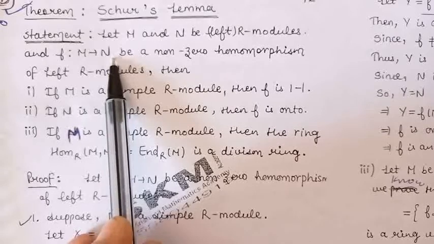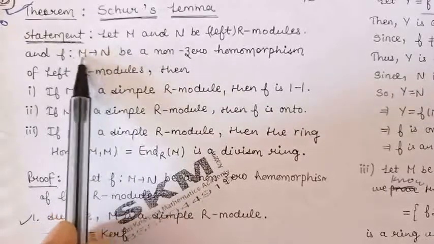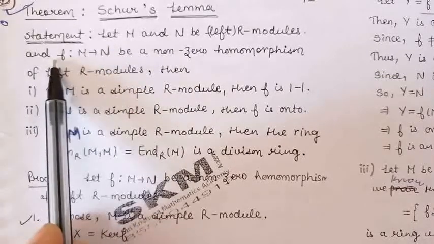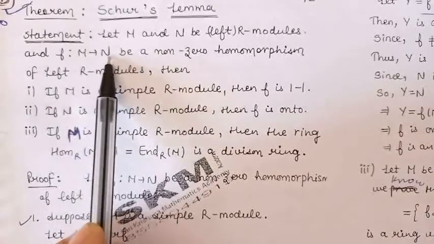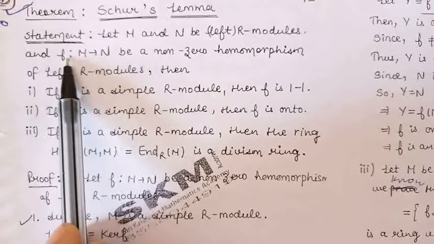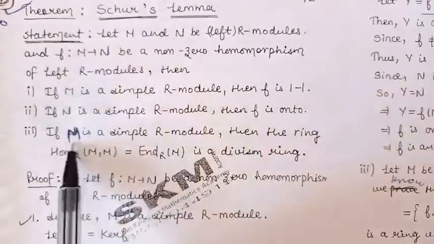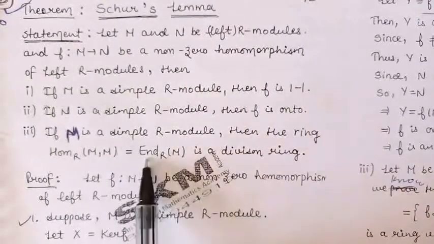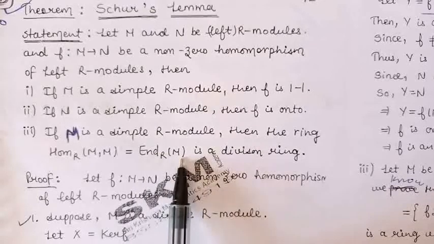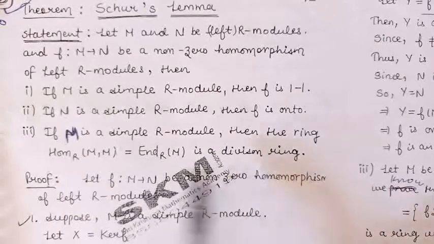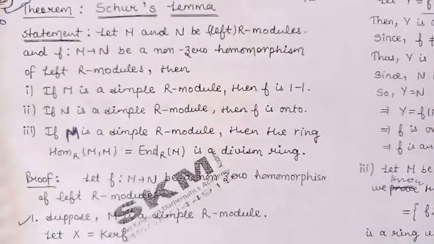And we are to prove that if the module M is simple, in that case this homomorphism is 1-1. And if N is a simple R module, then f is onto. And if M is a simple R module, in that case the set of all the endomorphisms of the module M is a division ring. So we'll discuss these three parts one by one.